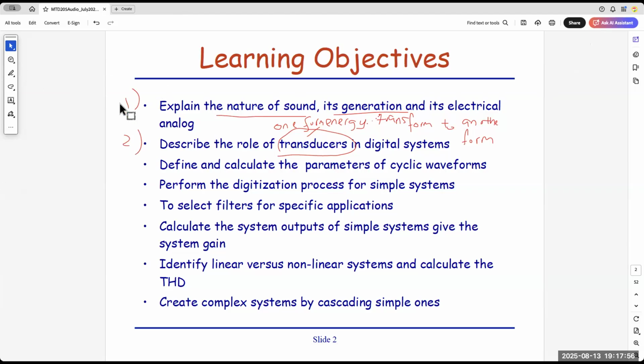And of course, this is today's objective. We are not going through the entire objective on this slide today because today is just an introduction. Based on this learning objective, you will be able to do the TMA.